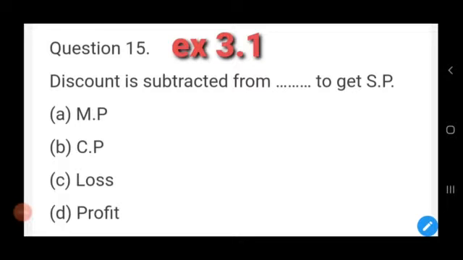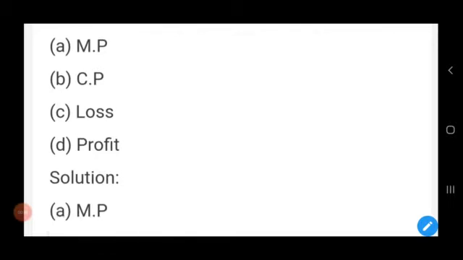Now we are going to revise some words from chapter 3 and chapter 2. First, exercise 3.1, objective type questions. Question number 15. Discount is subtracted from dash to get SP. Options are MP, CP, loss, profit. What's our answer? It is market price, that is MP.